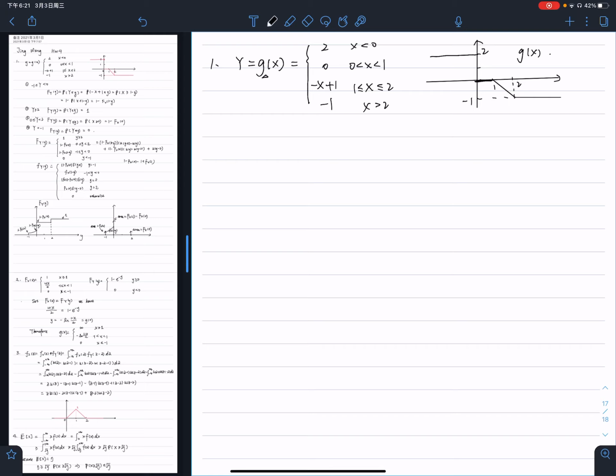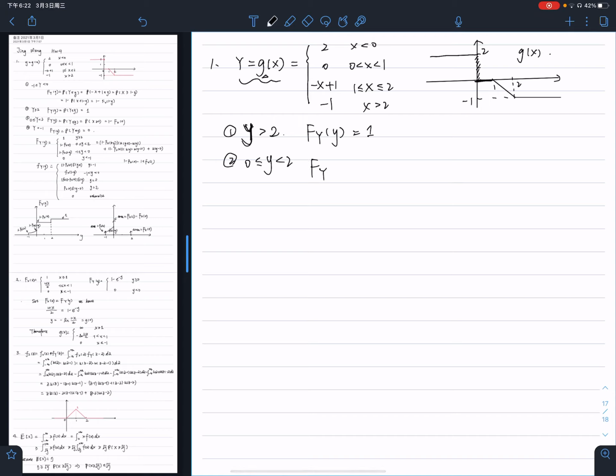Then we can formulate the CDF of variable Y. So firstly, when y is larger than 2, we know that Y is always smaller than 2 since Y equals g(X). So the CDF F_Y(y) should be 1. Second, if y is larger than 0 and smaller than 2, it should be this part in the sketch.